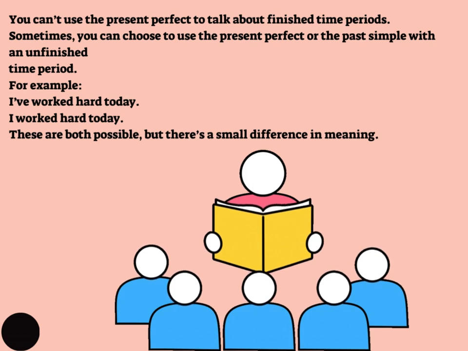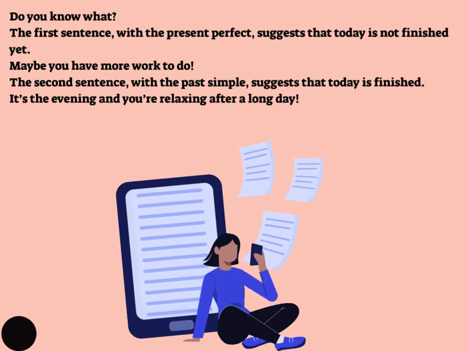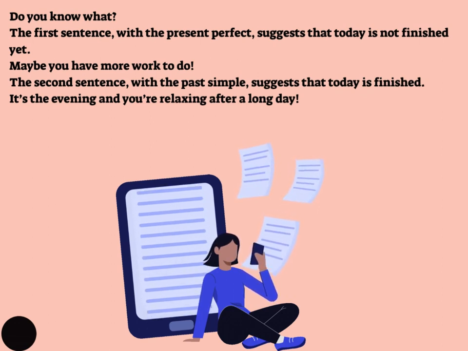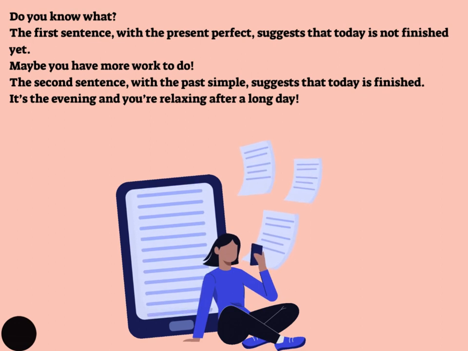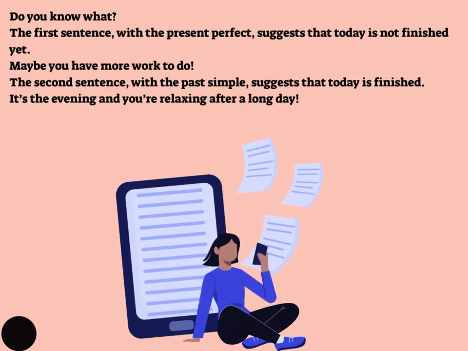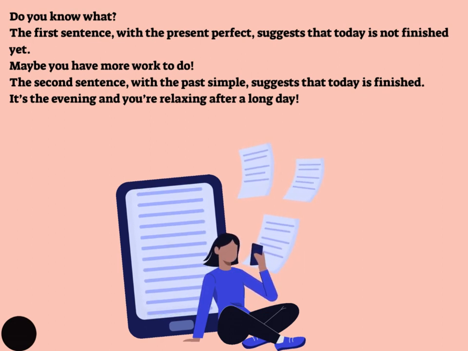Sometimes you can choose to use the present perfect or the past simple with an unfinished time period. For example, I've worked hard today. I worked hard today. These are both possible, but there is a small difference in meaning. Do you know what? The first sentence with the present perfect suggests that today is not finished yet. Maybe you have more work to do. The second sentence with the past simple suggests that today is finished. It is the evening and you are relaxing after a long day.